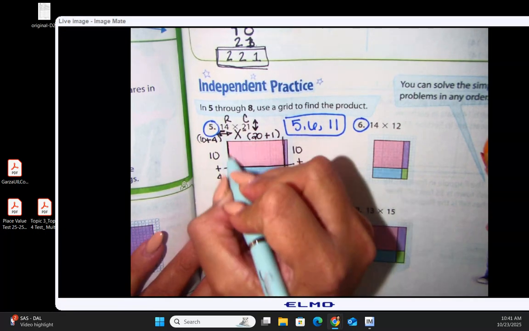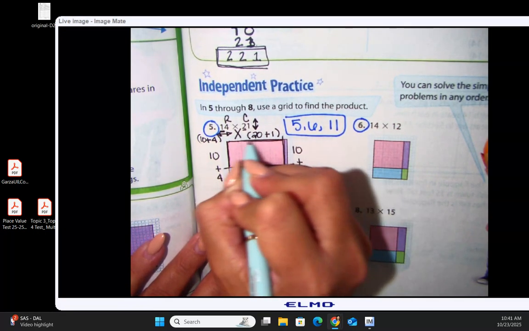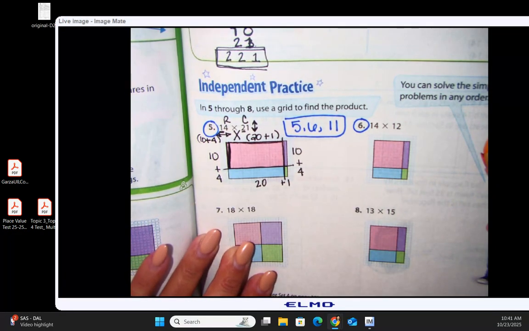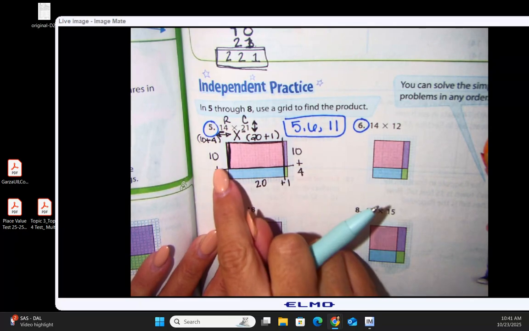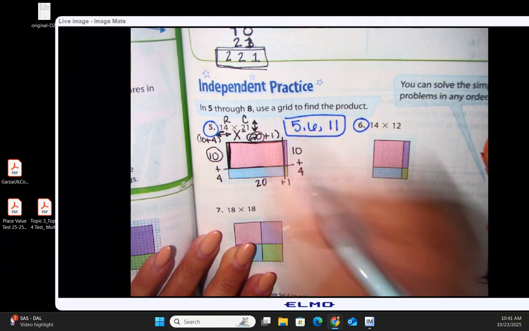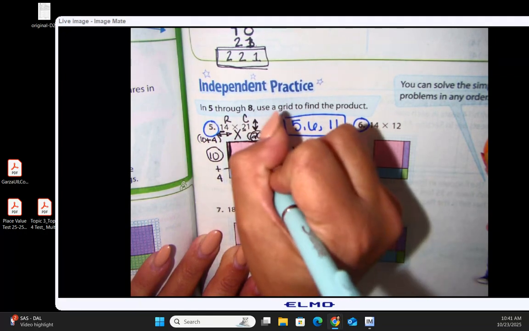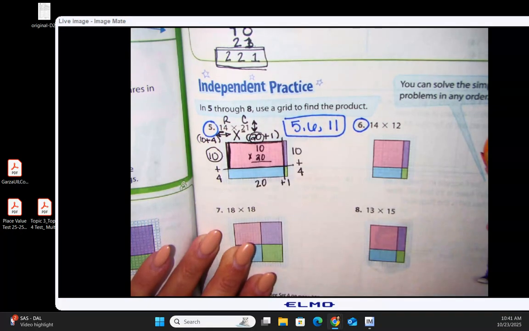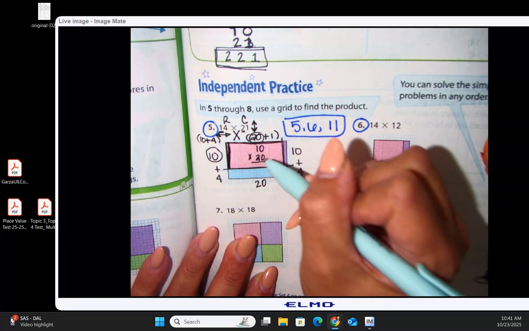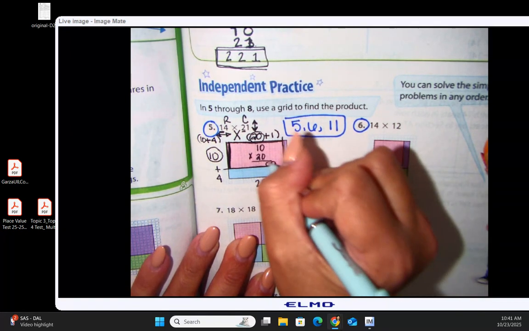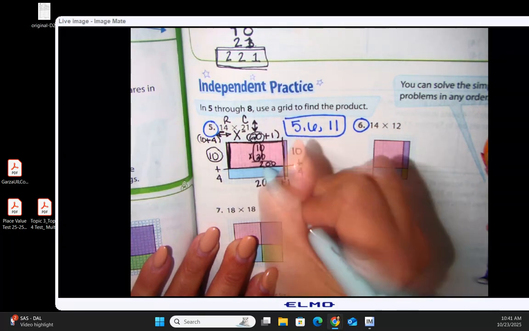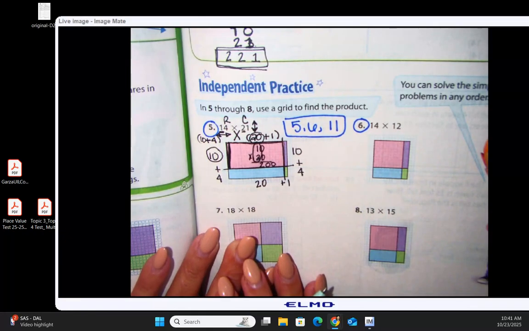So if I'm going to figure out the area of this shape, remember area equals, so I'm going to multiply 10 times 20. Write this down if you got it wrong, because this is how we're learning. I'm going to count 2 zeros, write 2 zeros. And then I'm going to multiply. 2 times 1 is 2. So the product is 200.